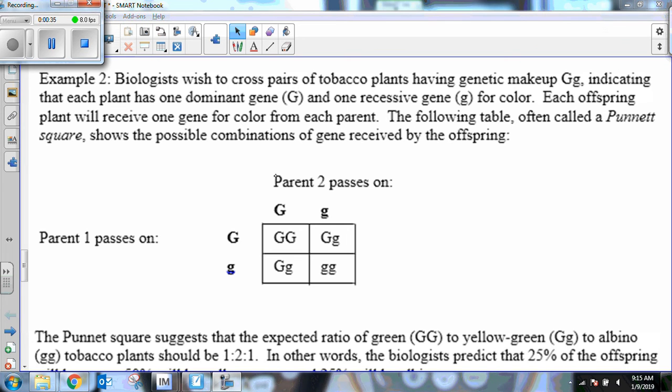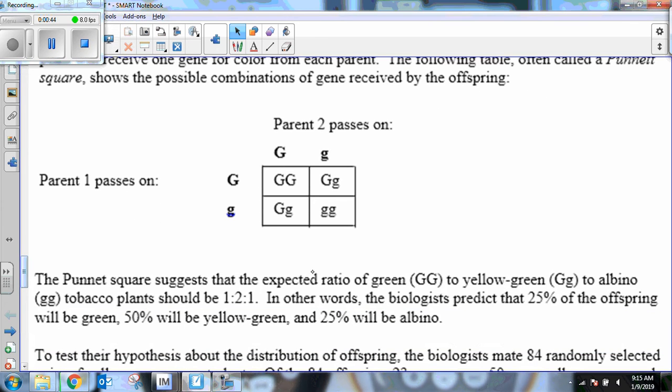So we've got parent 1 and parent 2. These are the different possibilities for their offspring. Now it says the Punnett square suggests that the expected ratio of green, or GG, to capital G lowercase g, to lowercase gg, should be 1 to 2 to 1. In other words, the biologists predict that 25% of the offspring will be the dominant, green. 50% will be yellow-green, and 25% will get both recessive genes, and they'll be albino.